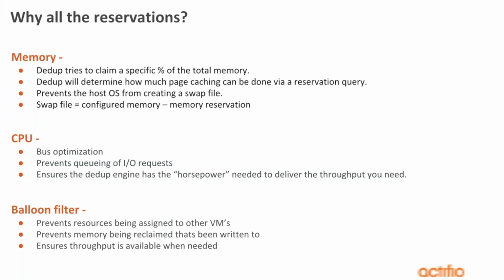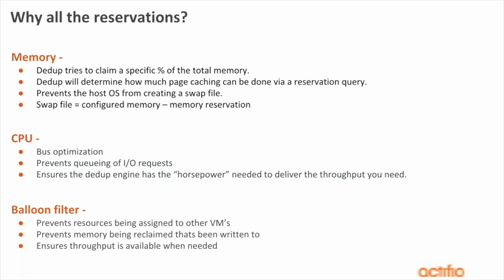Now, dedupe also will determine how much page caching can be done by querying the VMware API to say, how much memory do I have reserved? And just some round numbers. Let's say, okay, Sky, you have 10 gigs of memory. Dedupe looks at it and says, okay, I'm going to need 3 of those. So the rest of the machine can contend for who gets the last 7.